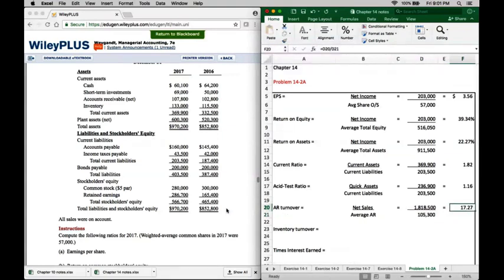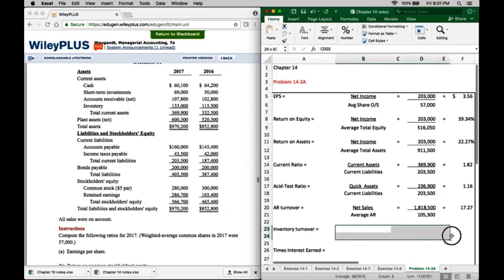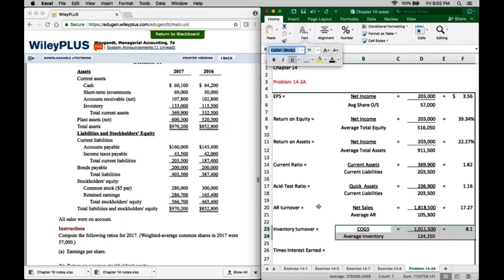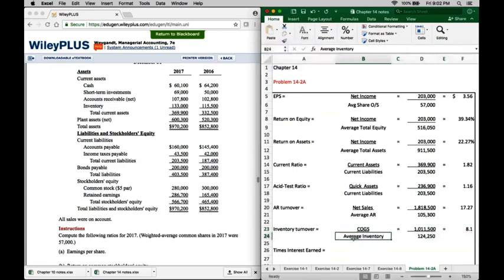So it's almost 17 over here. Accounts receivable. The next one you're concerned with is the inventory turnover. Going through this, it's cost of goods sold divided by average inventory. So you're moving inventory 8 times a year.